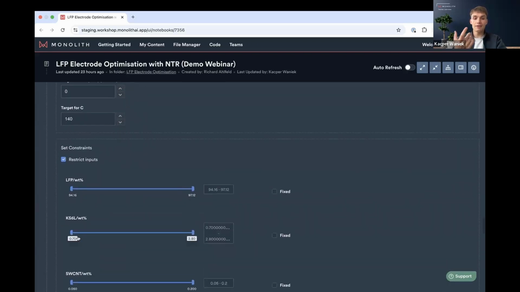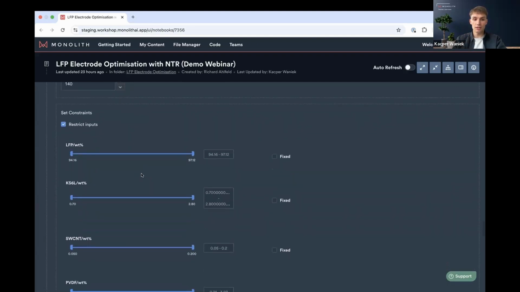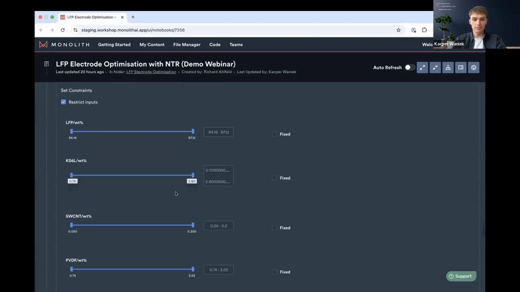If we're looking at a specific area within our design space, we can also restrict some inputs and set constraints for individual material compositions. So for example, if I was only looking at the concentration of LFP up to 95%, I can change the slider here to only go to that 95%, and the targeted optimization will only look for design recommendations in that area of the design space.